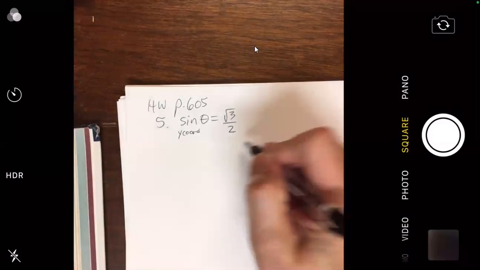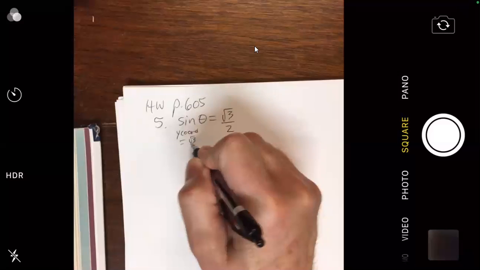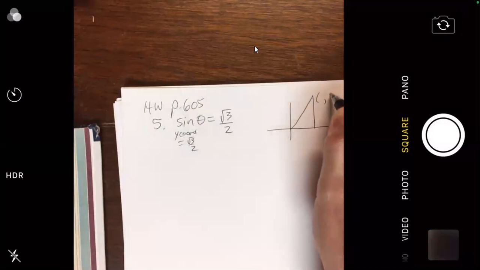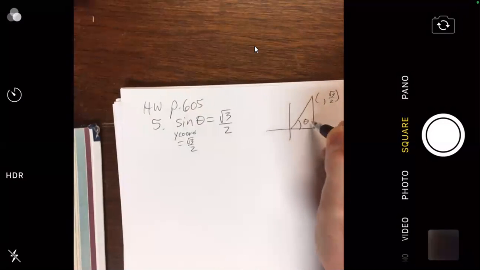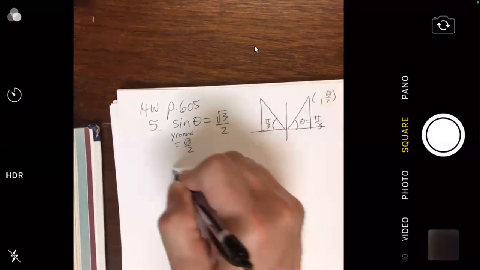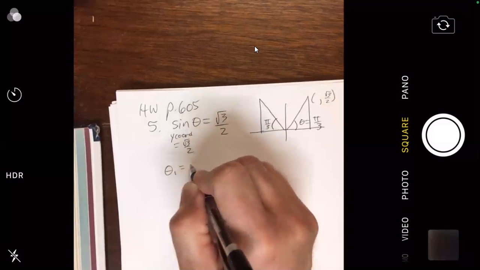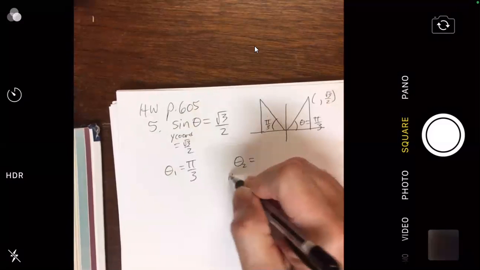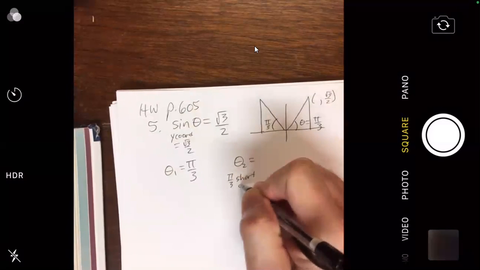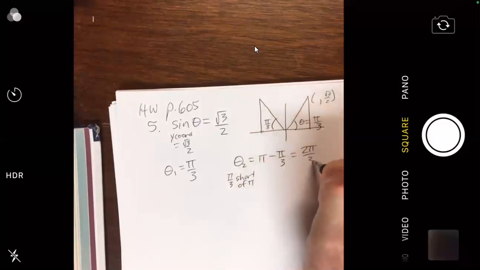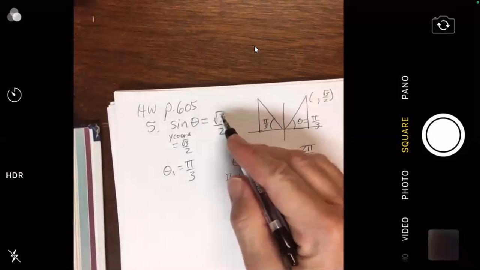So I'm going to treat it, basically you want the y coordinate equal √3/2. Sketch it out. √3/2, then you'd be at pi over 3. Okay, and your other place would be reference over here at pi over 3. So theta 1, say, is pi over 3. And the second theta would be pi over 3 short of pi. In other words, pi minus pi over 3, that'd be 2 pi over 3. At pi over 3 and 2 pi over 3, you get this.